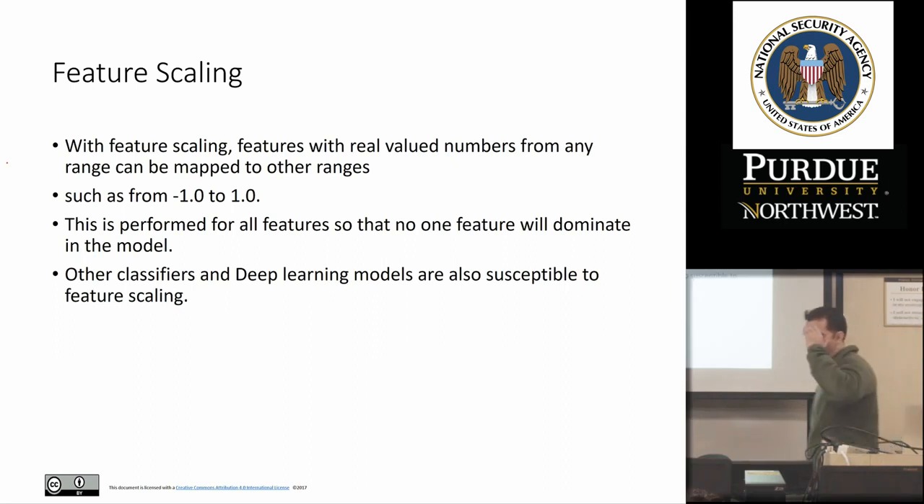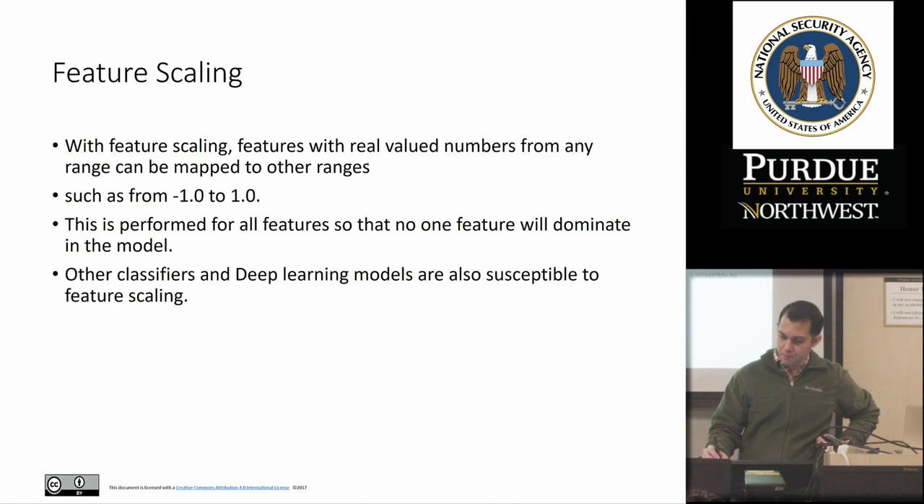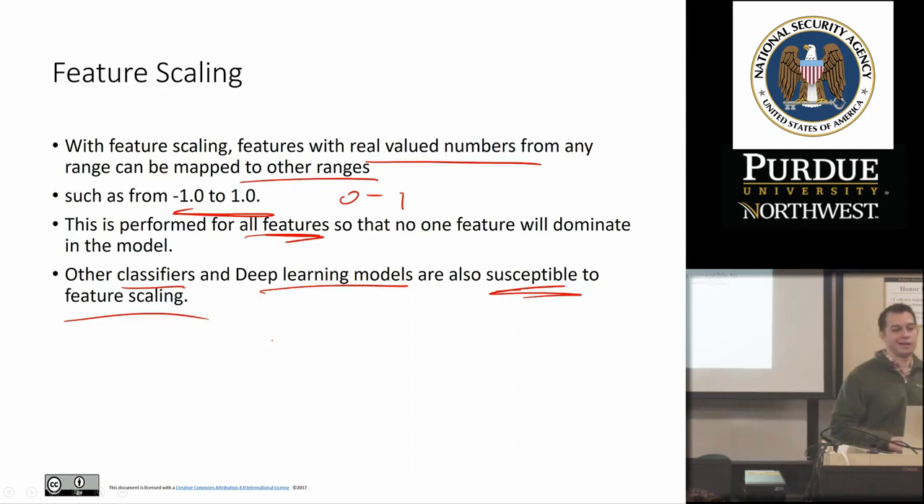So here we have a little bit more. With feature scaling, features with real valued numbers from any range can be mapped to other ranges, such as 0 to 1 or -1 to 1. This is performed for all features so that no one feature will dominate in the model. Other classifiers and deep learning models are also very susceptible to feature scaling. So it's definitely something that you want to do.